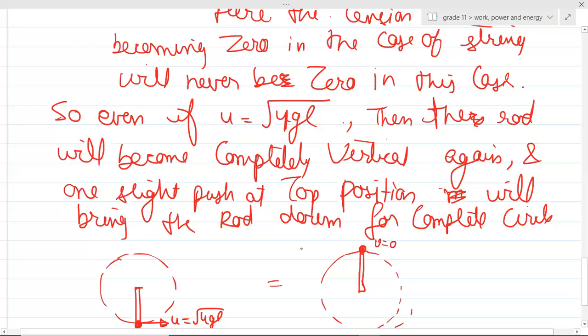Exactly what will happen in the case of a rod? It will complete the whole circle, and if I give a slight push, then it may move again, right? Yes or no, guys? Why does this happen? Because the rod never slacks. The string can become slack, but not the rod, right?